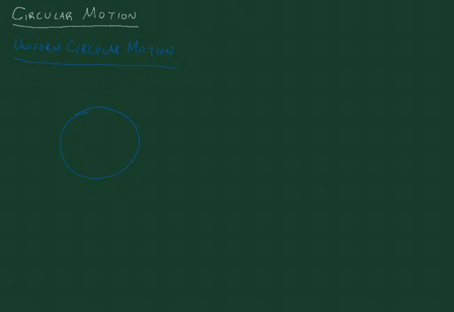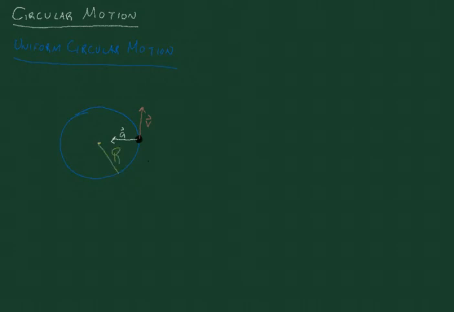We know that the velocity, so if our particle is here, we know that our velocity is tangent to the circle, and we know that our acceleration, let's try and draw this better, is going to be pointed inward toward the radius, toward the center of the circle.